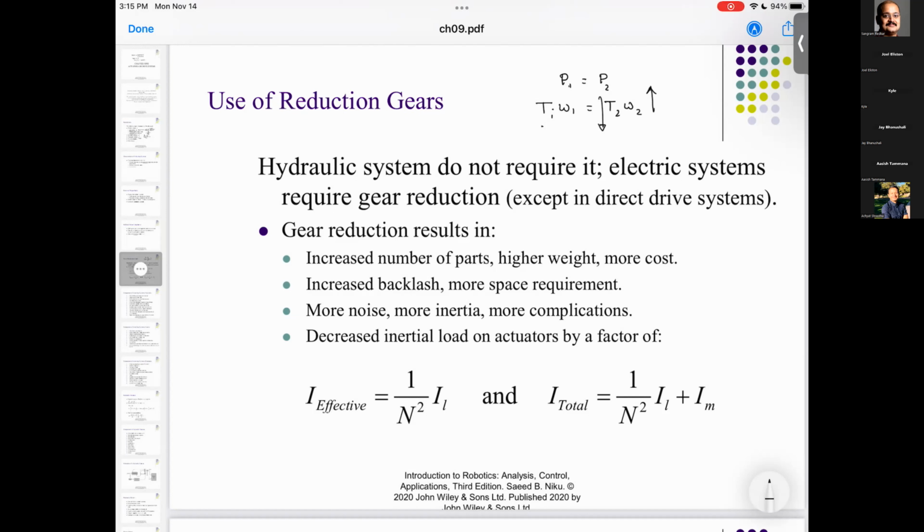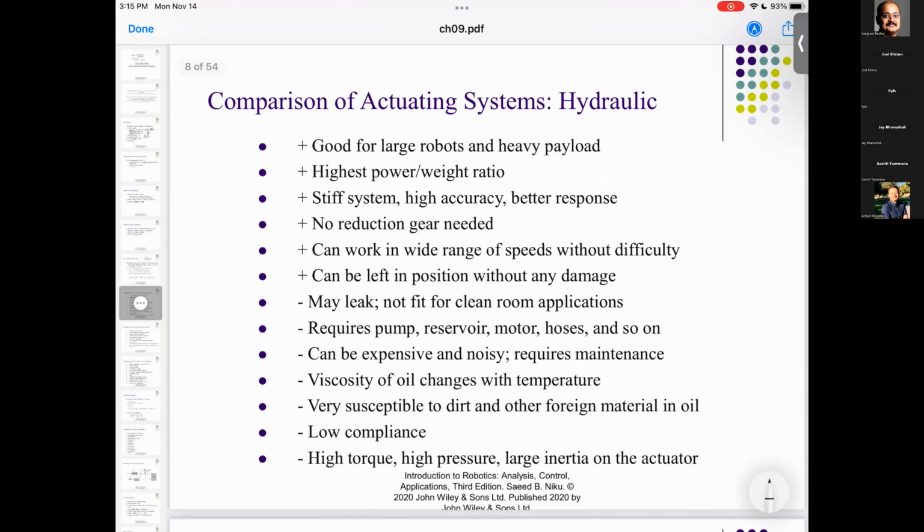you have to downshift. And again, when you have a gear box, clearly you have more number of parts, you have more weight, cost is more, there is backlash, noise, inertia loads. And then sometimes what happens is, just to get that gear system started, you need to overcome the inertia of the rotating components. Now here is an overall comparison of different actuating systems.